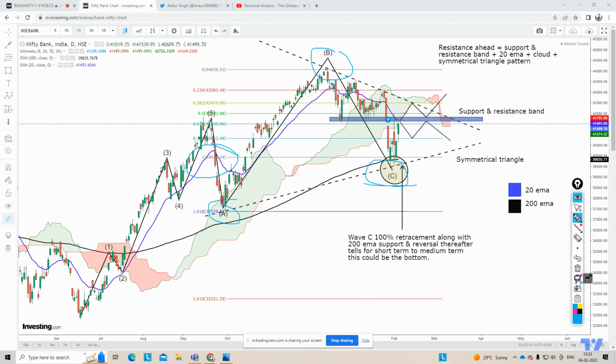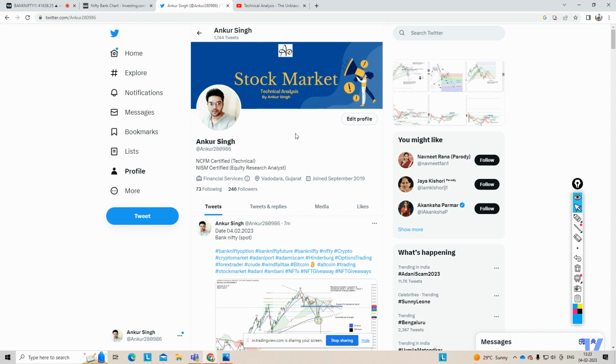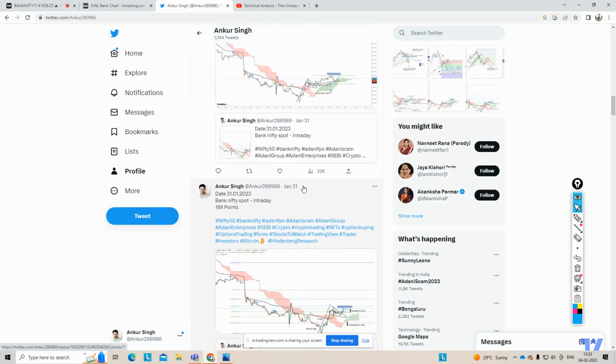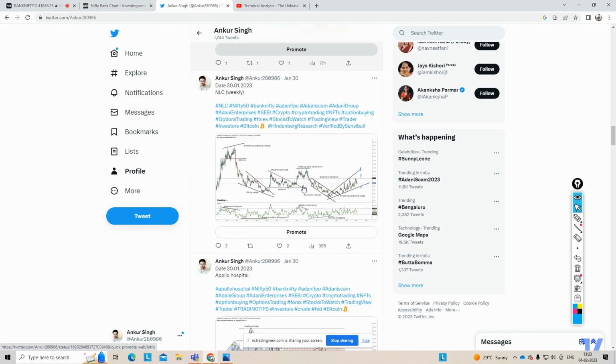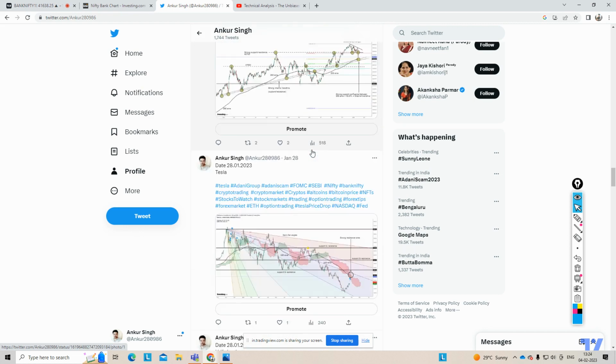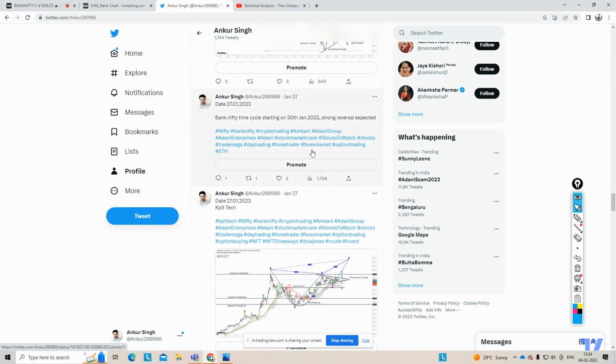Now from here, for the coming week, the market has reversed from the projection of wave C and the 200 DMA, the confluence of that support, and it has pulled back very nicely. I have mentioned in one of my tweets also, based on the time cycle, that from 30th of Jan there is a new time cycle which is starting for Bank Nifty. So let me show you where I have mentioned it.